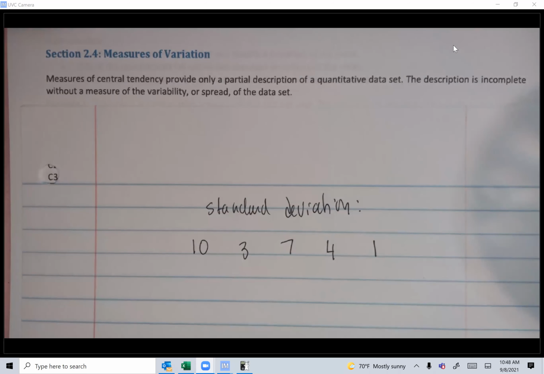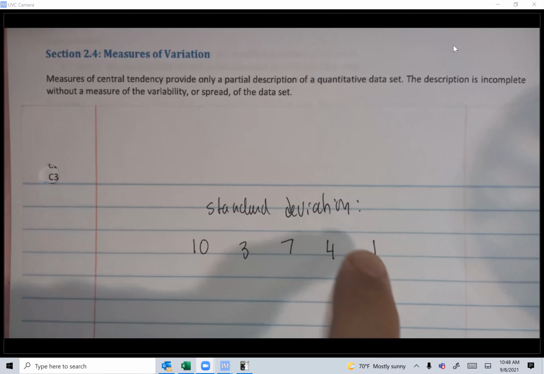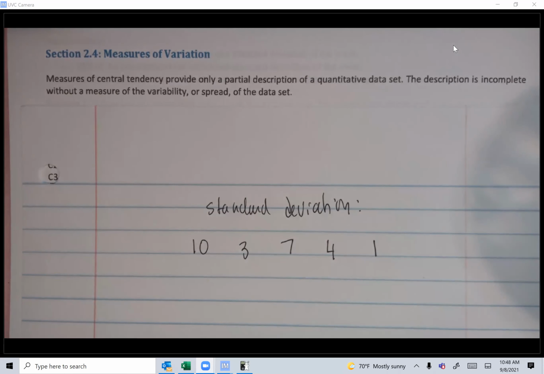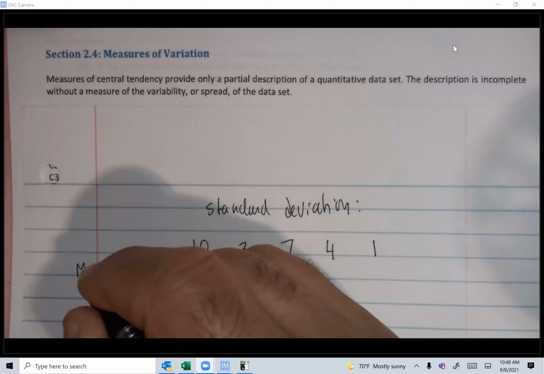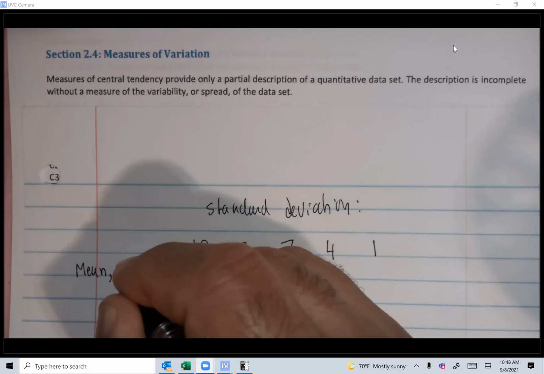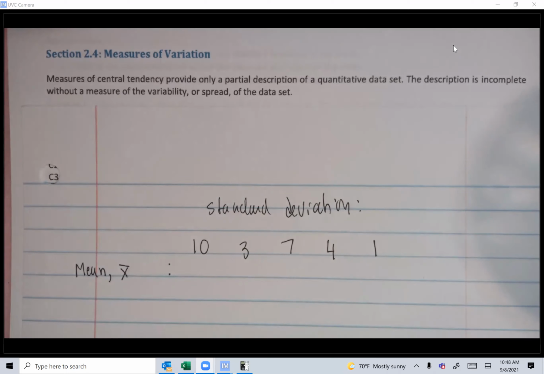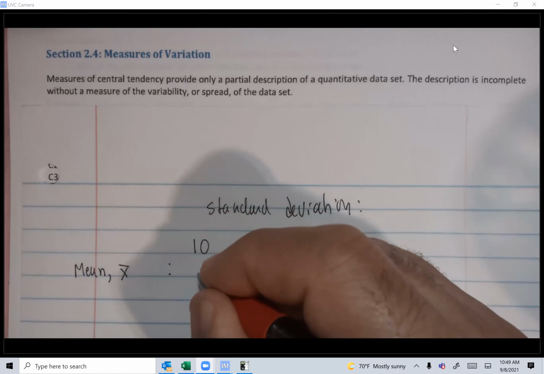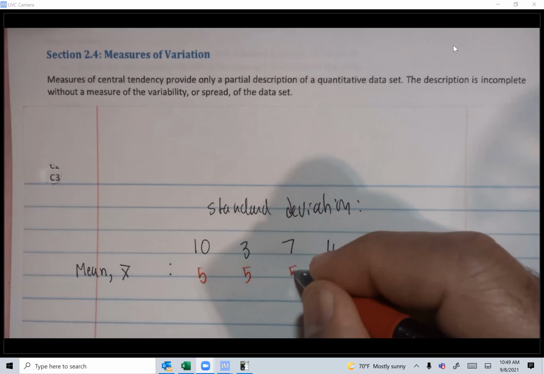The formula is already built in the calculator. It will tell us what the standard deviation is right away. Once you input the values into the calculator, you will see what the standard deviation is. First of all, guys, I would like you to help me find the mean, which is X bar of this data. I made it so simple, so it will be easy to find the mean. 10 plus 3, 13, plus 7, 20, plus 4, 24, plus 1, 25, divided by 5 will be 5. So find the mean and put it under each value.